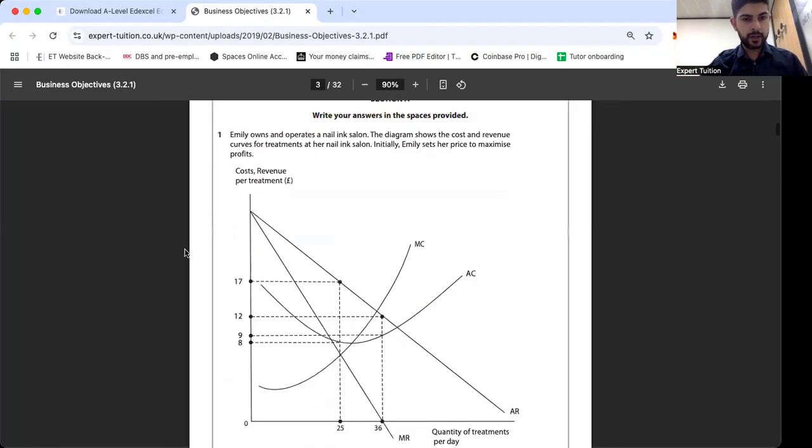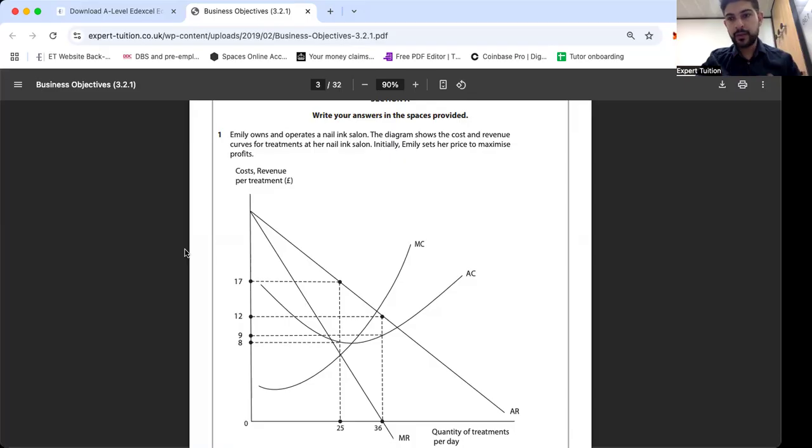If I zoom out so you can see that. It says, Emily owns and operates a nail salon. The diagram shows the cost and revenue curves for treatments at her nail salon. Initially, Emily sets her price to maximize profits. Now, you need to be intimately familiar with the maximization rules. Profit maximization, where MC equals MR; revenue maximization, where MR equals zero; and sales maximization, where AC equals AR. I'll try to put together a video in the next week or so on that.